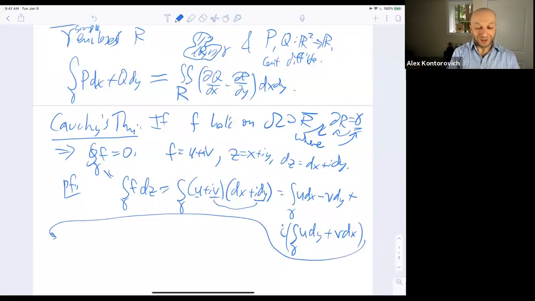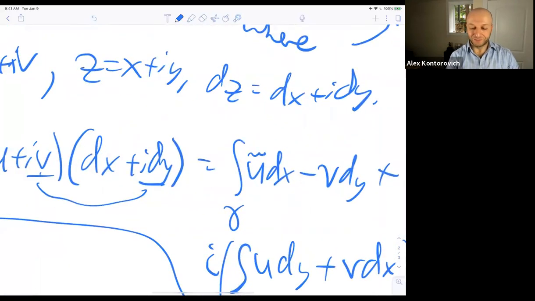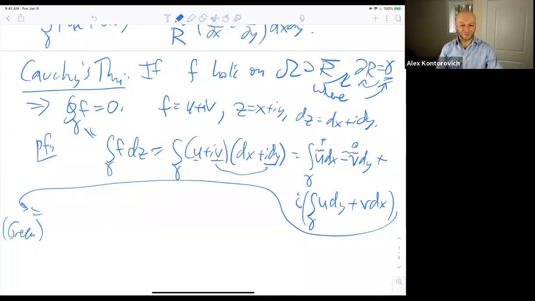Okay. Now let's apply Green's theorem. So what happens to this integral when you apply Green's theorem? So P is u and Q is negative v. So this becomes P and this becomes Q. So I get a double integral over the region that gamma encloses. And then what?